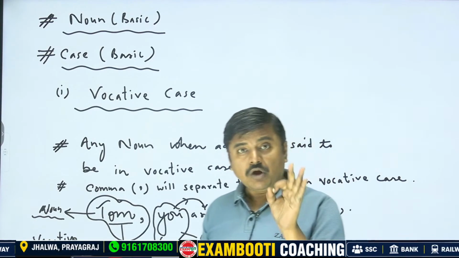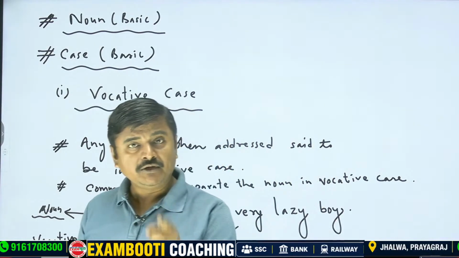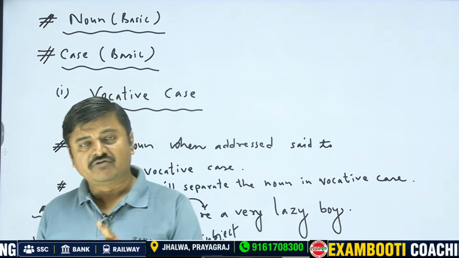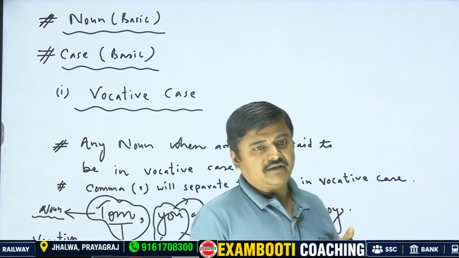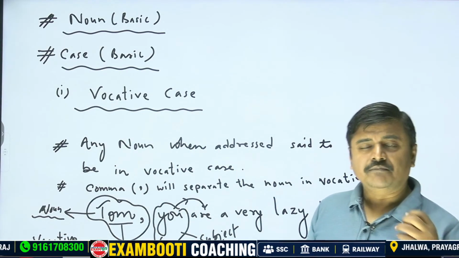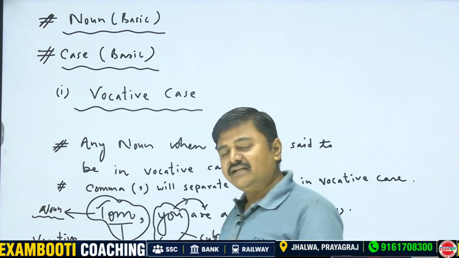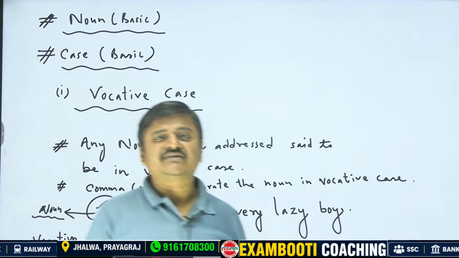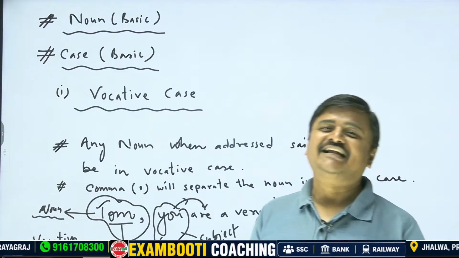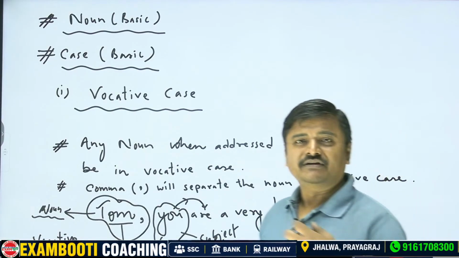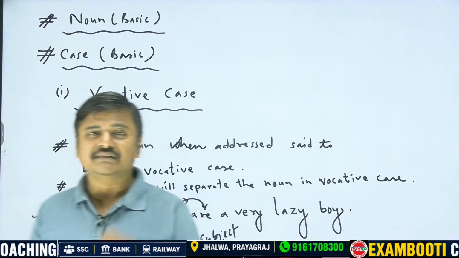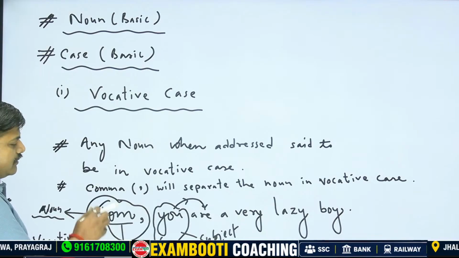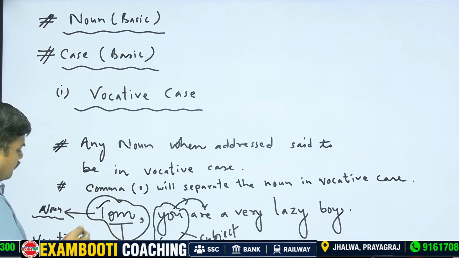And if you are not getting this point, you are going to make mistakes in all the questions relating to subject-verb agreement, where any noun that is being addressed and is in vocative case in a given sentence, you will mistake for the subjective case. And that's how students make mistakes. So remember this, this is not subject, this is a noun that is in vocative case.